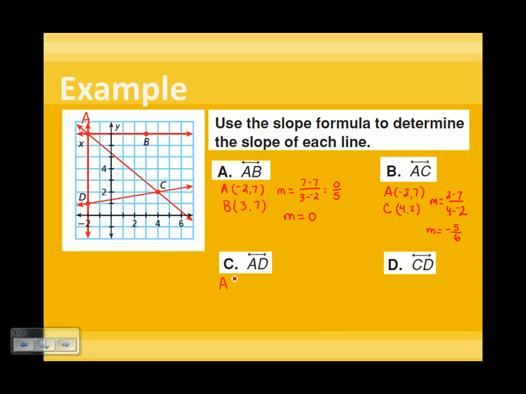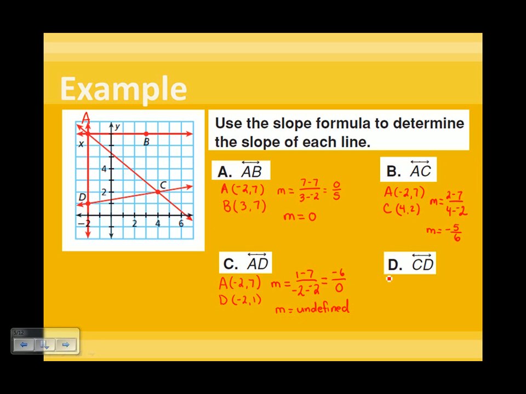For line AD, again, point A has the coordinates of (-2, 7). Point D in this case is (-2, 1). So if we find our slope, it's the difference in y, so 1 minus 7, y2 minus y1, and the difference in x's, so -2 minus -2, and we end up with -6 over 0, which means our slope is not defined because division by 0 is not allowed. So look carefully at line AD. It has an undefined slope.